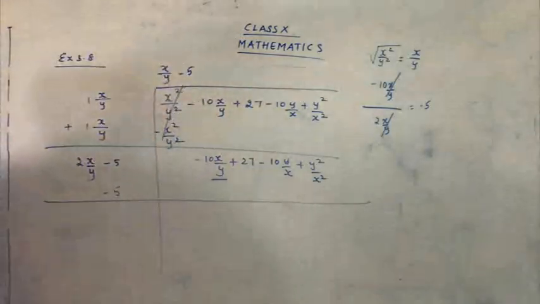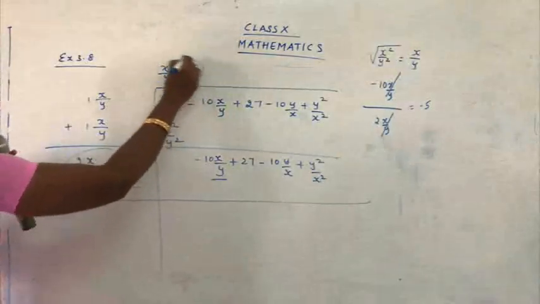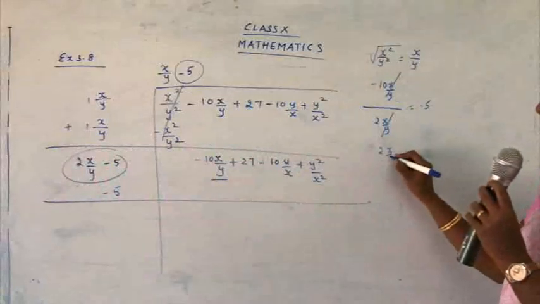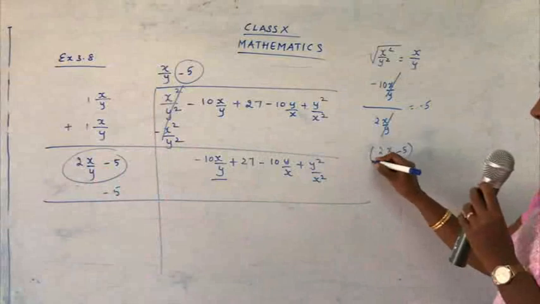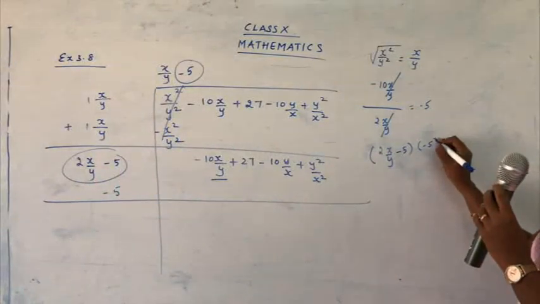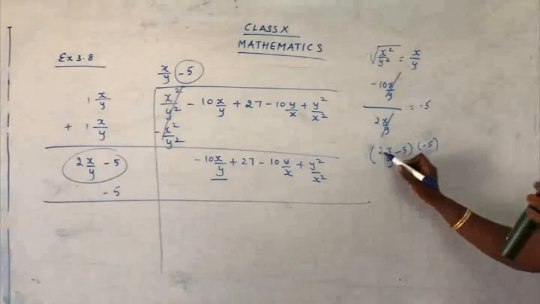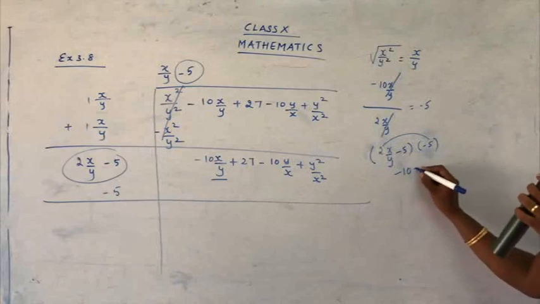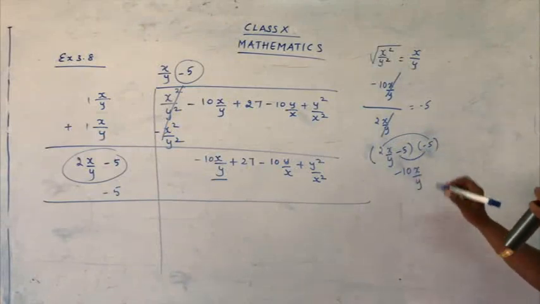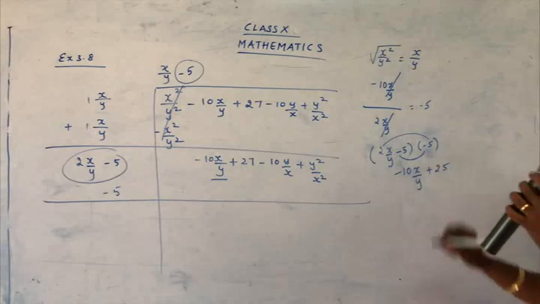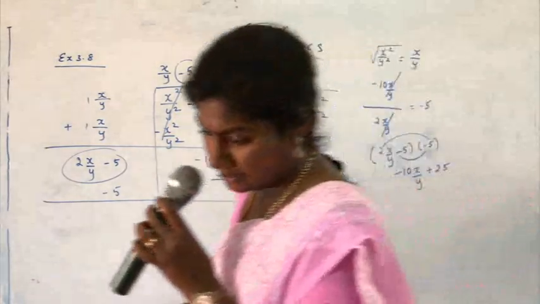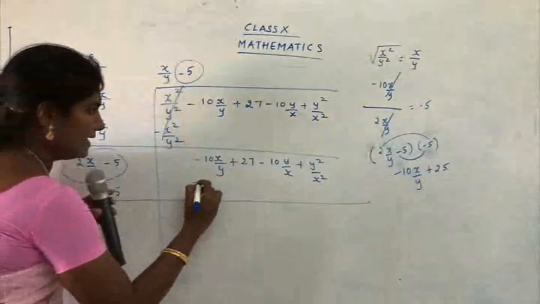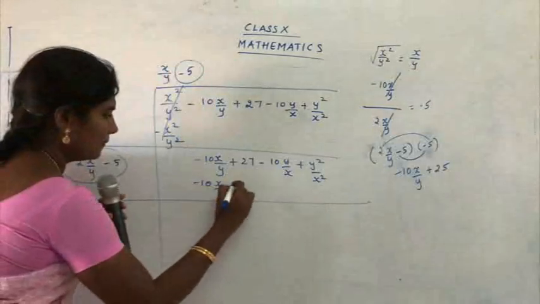So we have to take this part and multiply by minus 5. So let's multiply. 2x upon y minus 5 into minus 5. So what do you get, children? 2x upon y into minus 5. 2 5s are 10. So minus 10x upon y. Minus 5 plus 25. So put it over here. Just place the terms properly below the terms. Okay. So we get here minus 10x upon y plus 25.